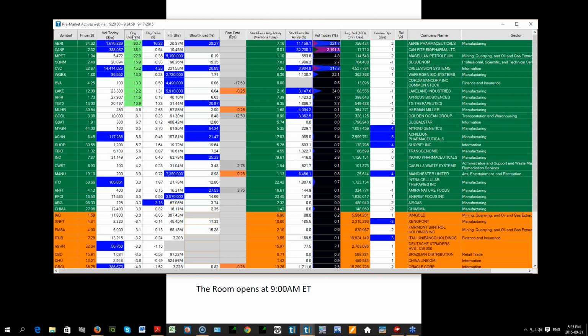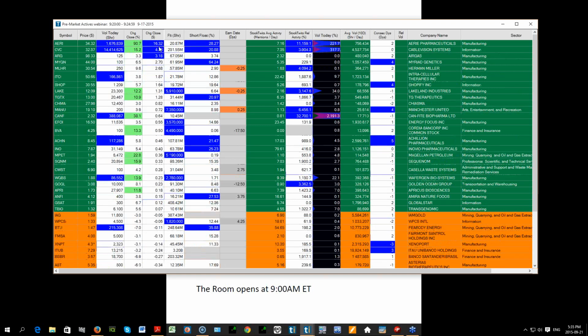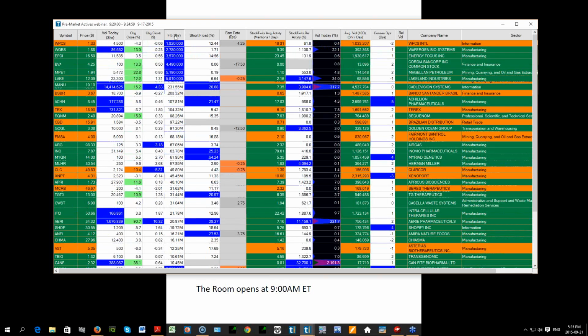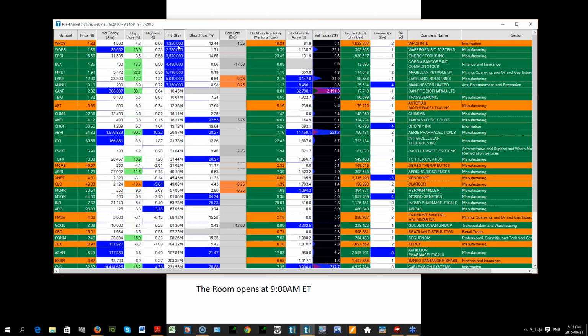And I have sorted it on this change from the close, but I could sort it on any one of these columns. All I have to do is click on the column. And now it's sorted on the absolute dollars it's up from the close. Look at this, $16 up on a $34 stock. You've got to be paying attention to that one. And I would do it the other way. This is the short float. So these are the ones that have a very, very short float.